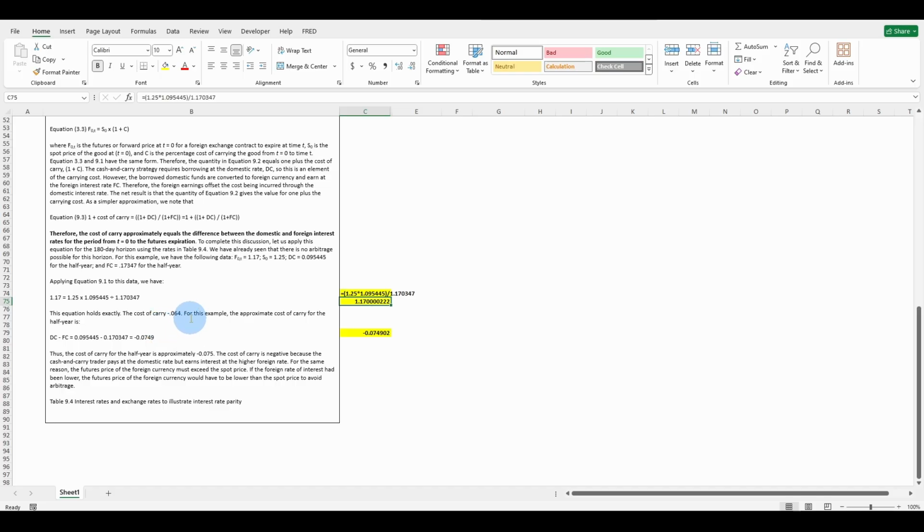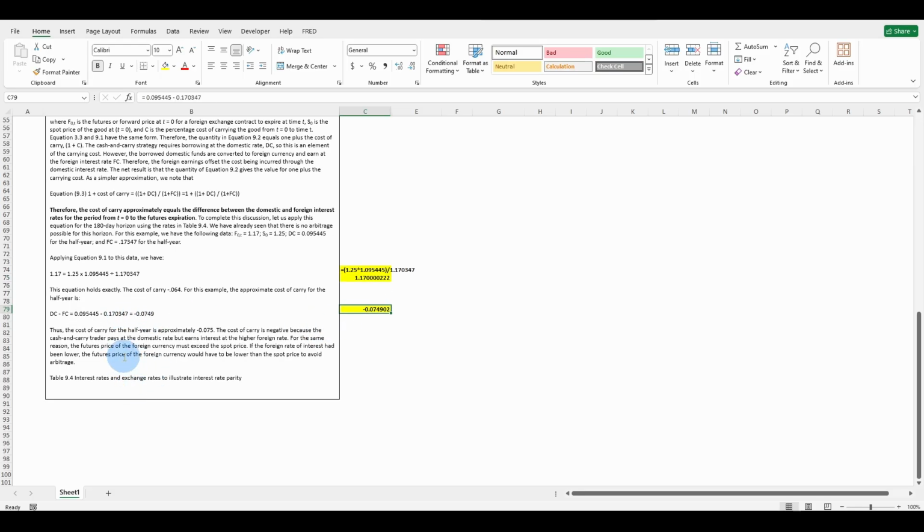For this example, the approximate cost of carry for the half year is 0.0954 minus 0.17347, which equals this number here. Thus, the cost of carry for the half year is approximately negative 0.075. The cost of carry is negative because the cash and carry trader pays at the domestic rate but earns interest at the higher foreign rate.